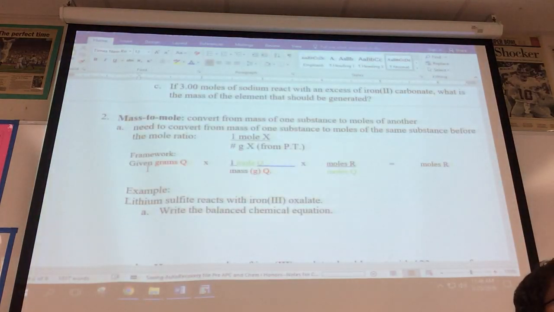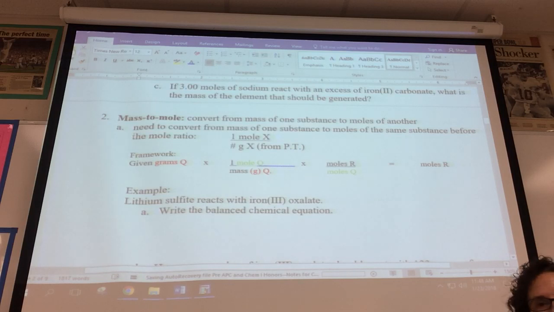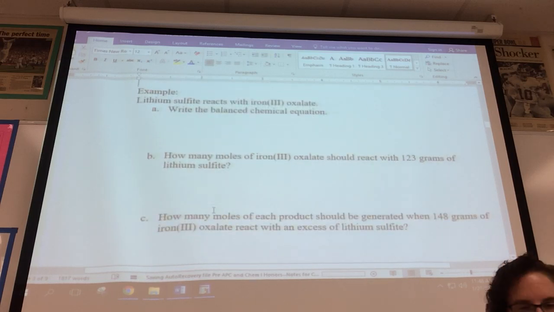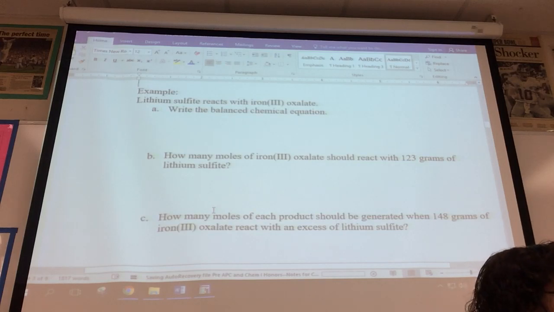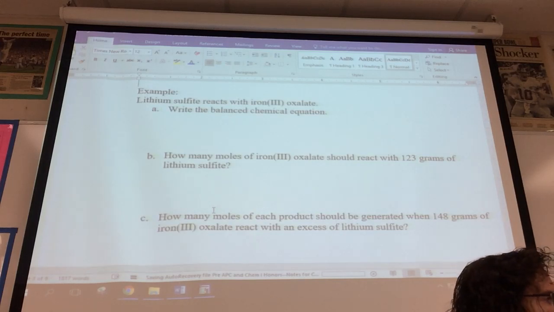So in a mass to mole conversion, you want to convert the mass of one substance to moles of another. You're going to run it backward. If you're given the mass, the first thing you're going to do is convert it to moles using the periodic table. Then you will use the mole ratio to go from one substance, that is Q, to the other substance, R. Let's take a look at a few examples together, and then you will be practicing.